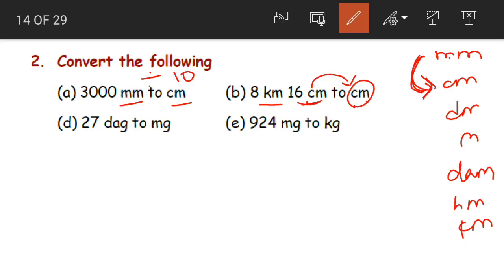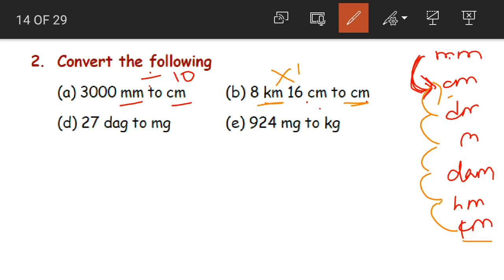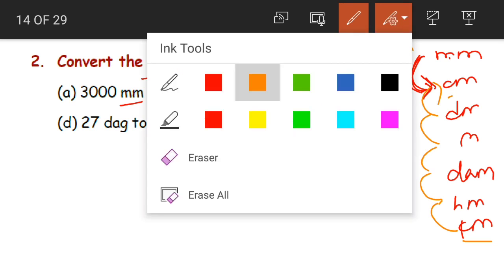16 is already in centimeters, so we need not convert that. We'll just convert kilometers to centimeters. Here are kilometers: 1, 2, 3, 4, 5. Now this is higher to lower, so we'll multiply. By how much will we multiply, children? We need 5 jumps, so we'll multiply by 1 lakh. 8 kilometers into 1 lakh centimeters plus 16 centimeters.